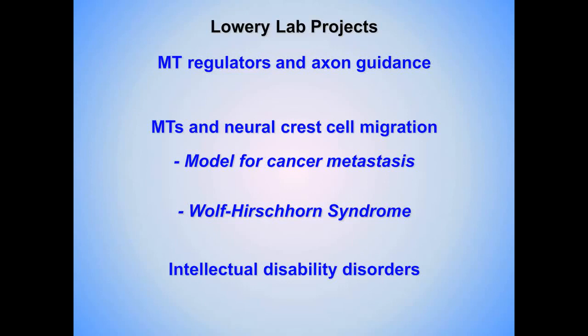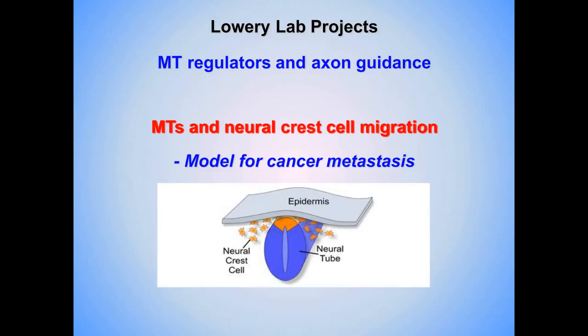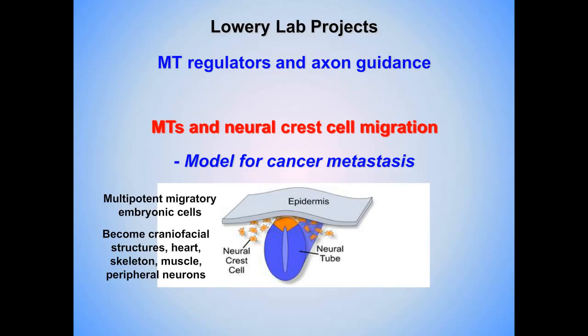So now I'm going to focus on these newer projects in my lab on cell migration and other disorders. Neural crest cells are a multipotent migratory embryonic cell type that first derive from the neural tube, and then they undergo an epithelial to mesenchymal transition to then migrate in very characteristic patterns to become craniofacial structures, heart tissue, skeletal tissue, different muscles, and peripheral neurons.